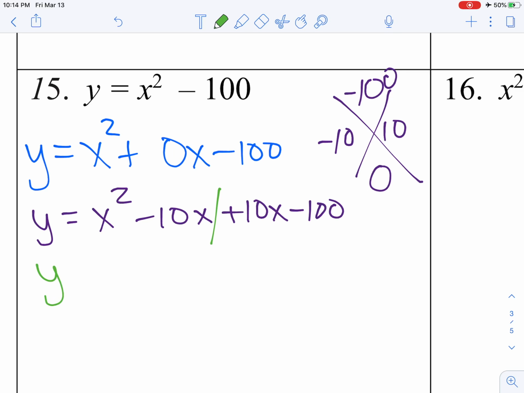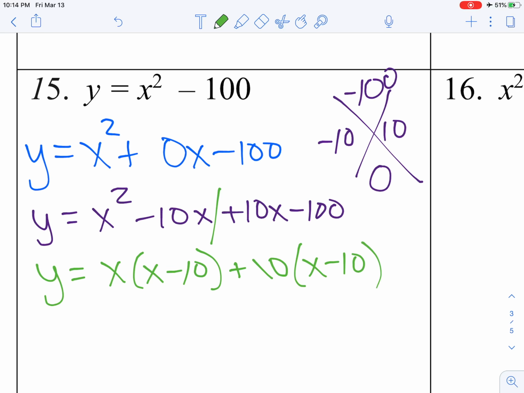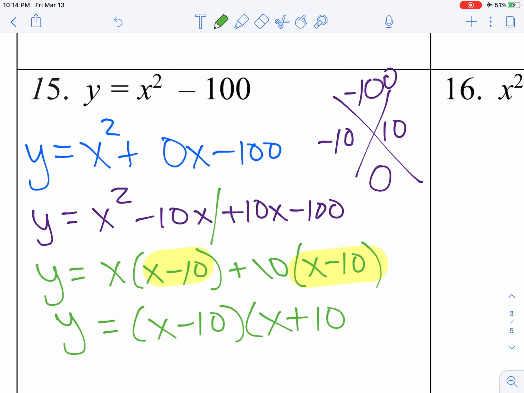Cut this bad boy in half. Get y equals, oh, they have an x in common, x minus 10. They have an x in common. No, they don't. They have a 10 in common, x minus 10. Are the two sets of parentheses exactly the same? They sure are. So y equals x minus 10 times x plus 10.